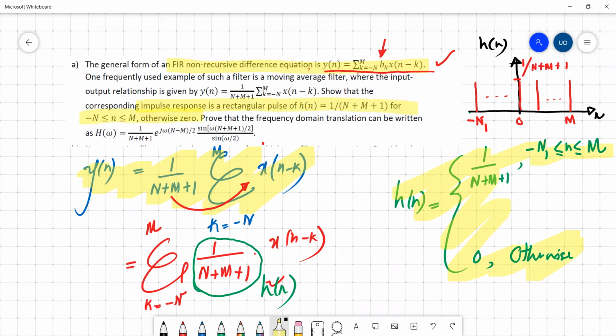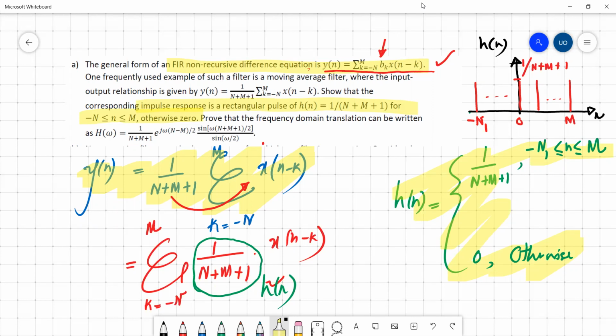So we derived it. It's just mapping these fundamental formulas, nothing to do with the moving average filter specifically. This is simple maths. You just combine these two together and see what the h[n] would be.